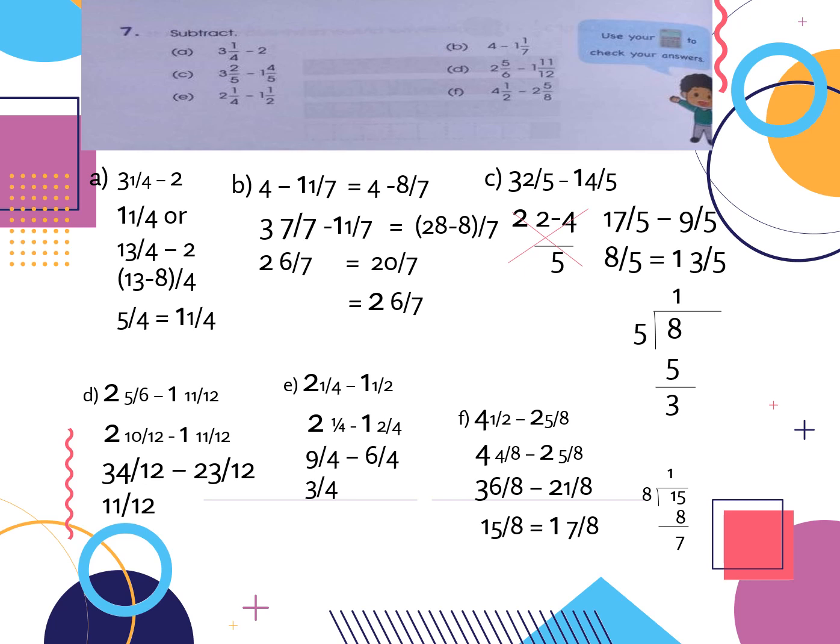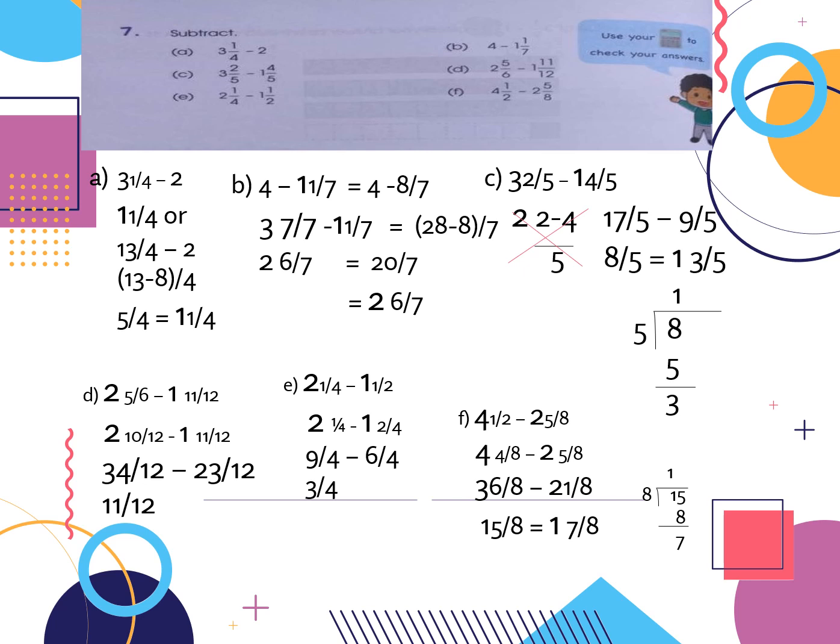Again, we can't subtract 2 from 1 because it results in a negative value, so we are going to convert it into an improper fraction. 4 into 2 is 8 plus 1, 9 over 4, minus 4 into 1 plus 2 is 6 over 4. And now we have simply 9 minus 6 is 3 over 4 as our answer.